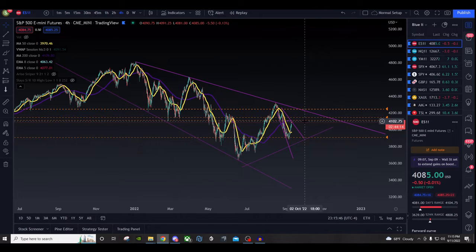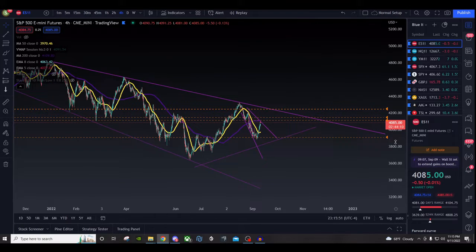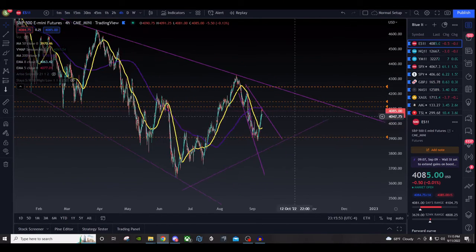Sorry about the yawning. I've been up for like 34 hours straight. But that's pretty much what I see happening on SPX.